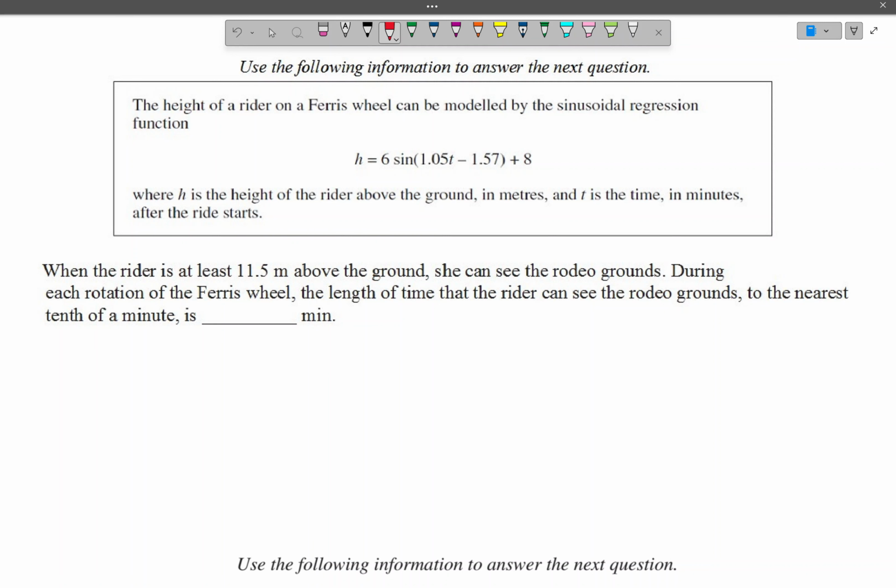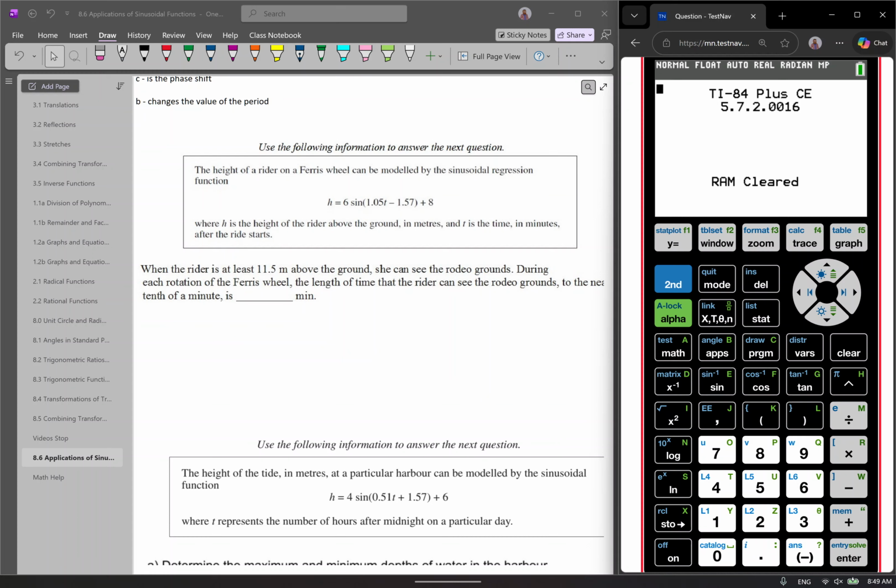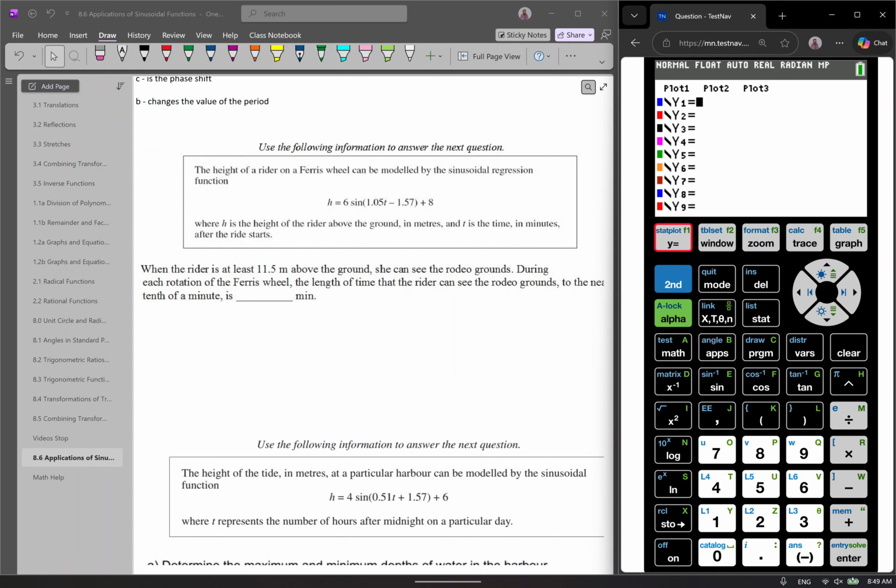So let me pull up my graphing calculator and show you. I'm going to talk through every step of the way, but what I suggest you do is plug it into your y equals position, y1. So 6 sine of 1.05 x, which is t, minus 1.57, end the bracket, plus 8. Okay, so this is our function.